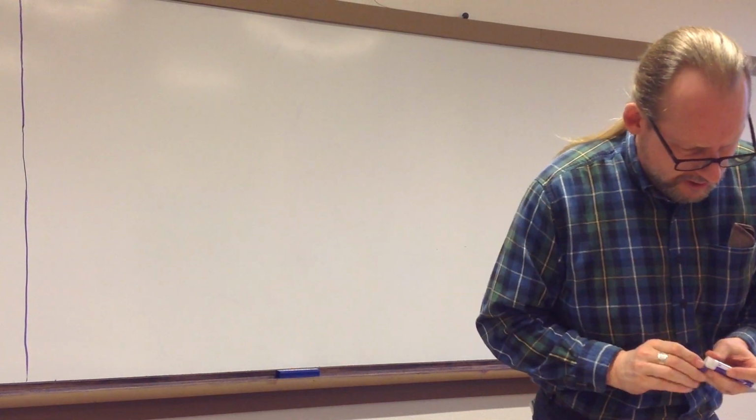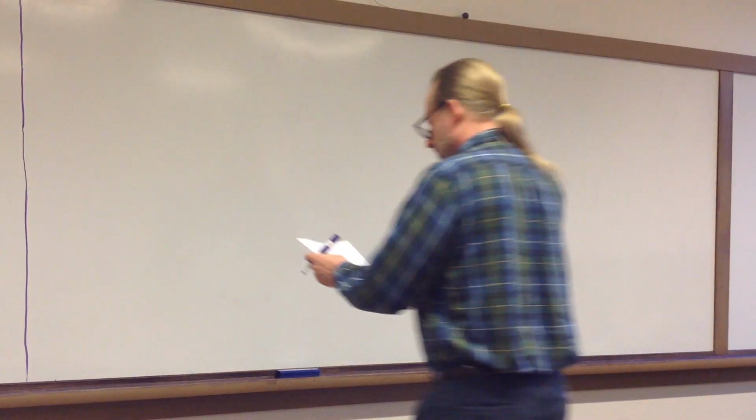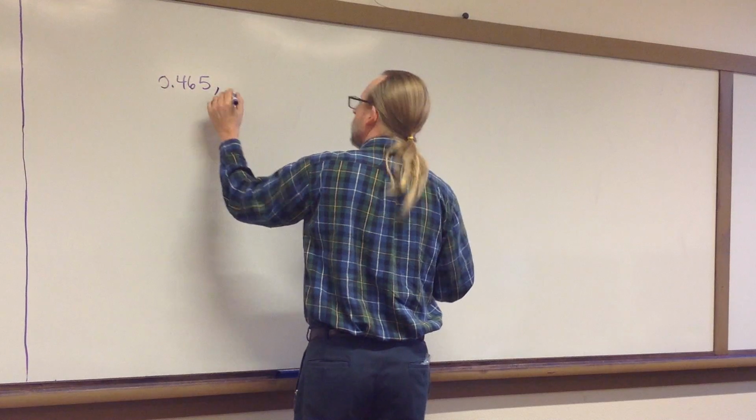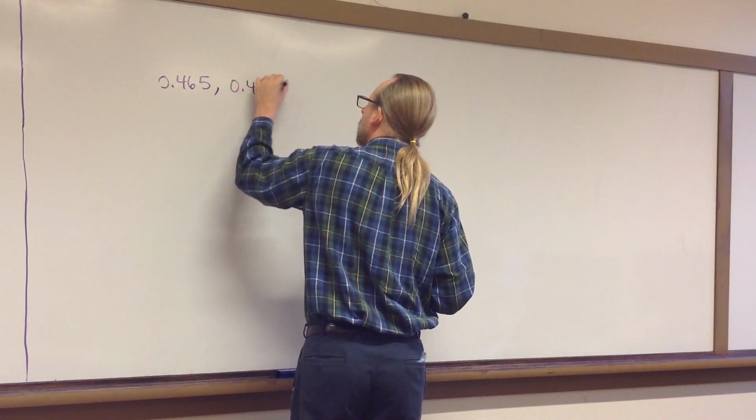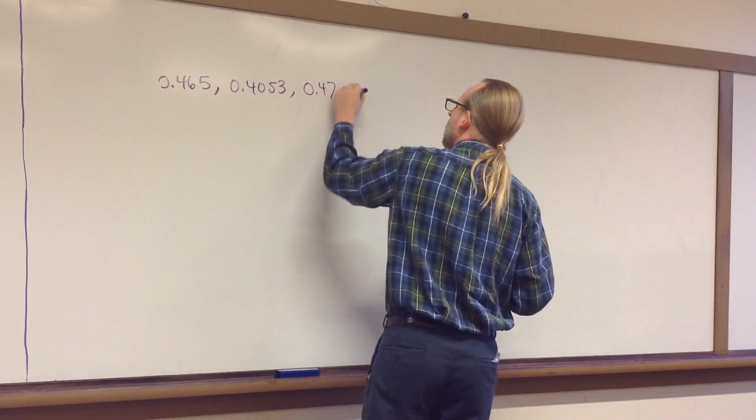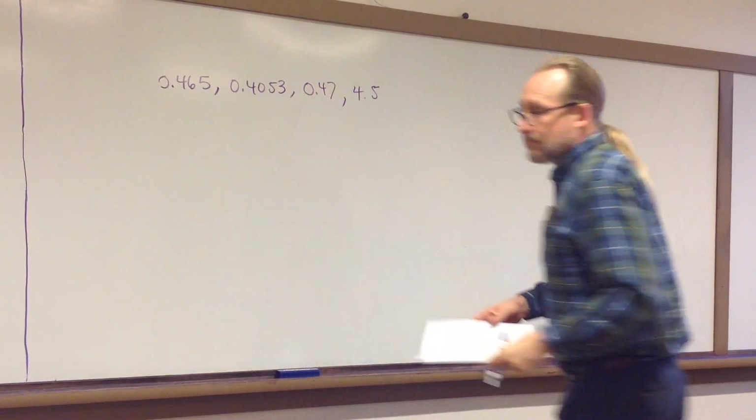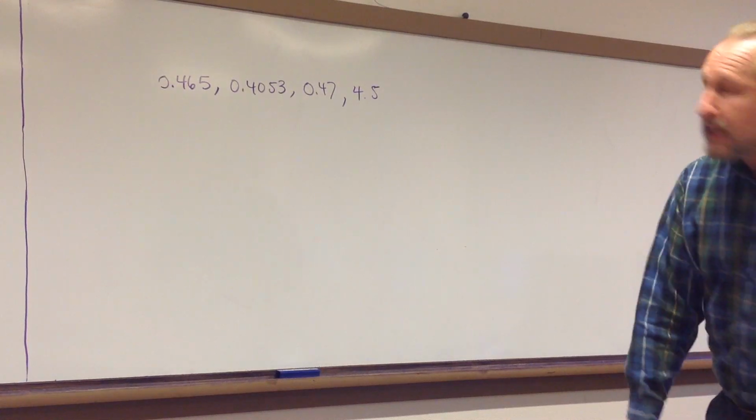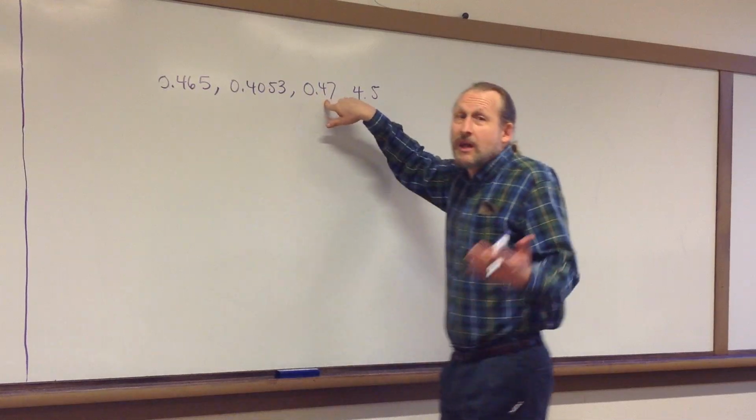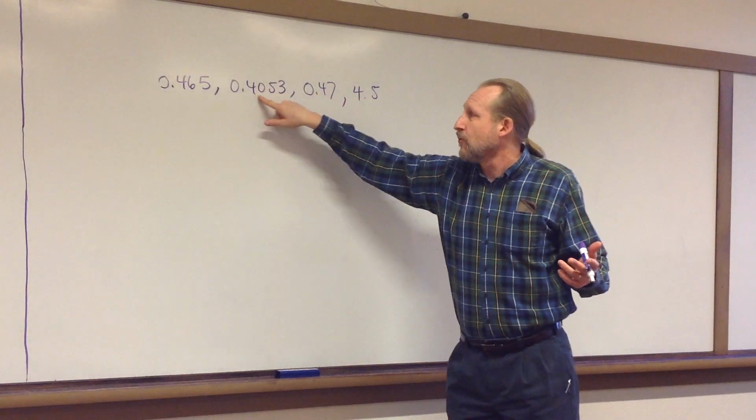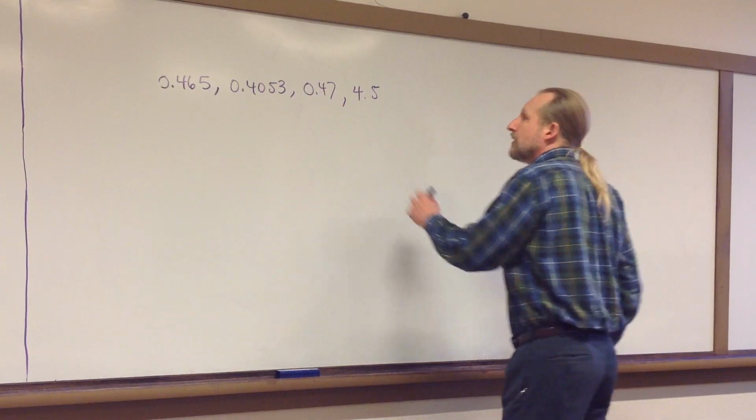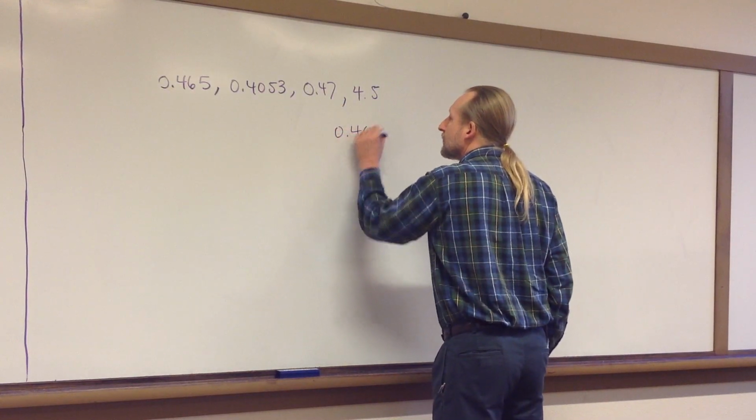Problem 4. We start out, we've got 0.465, 0.4053, 0.47, and 4.5. Okay, so you can see I've got kind of the same thing here. It looks like maybe this one's bigger than this one, but that's not the case, because this has a 4.0, this has a 4.7. That 7 is going to make it bigger than this one. So let's go ahead and write these down.